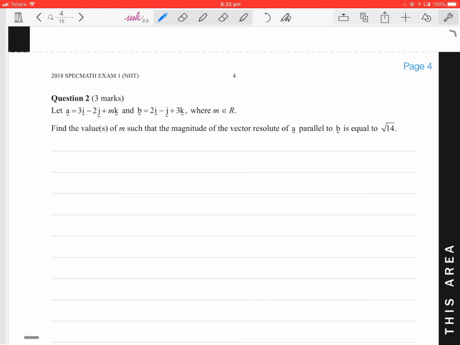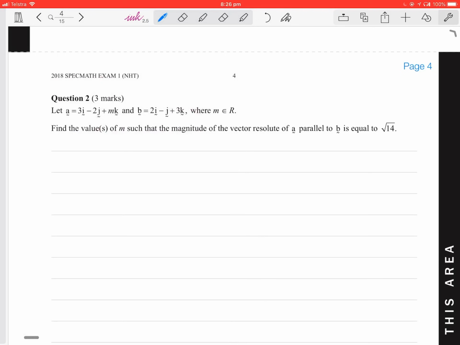Okay. A is 3i minus 2j plus mk. B is 2i minus j plus 3k, where m is an element of the reals. Find the values of m such that the magnitude of the vector resolute of A parallel to B is root 14.